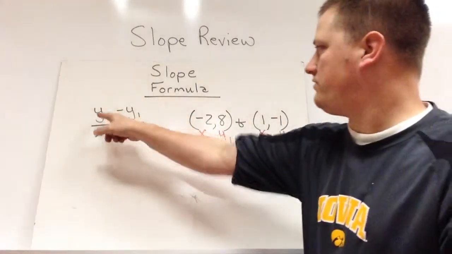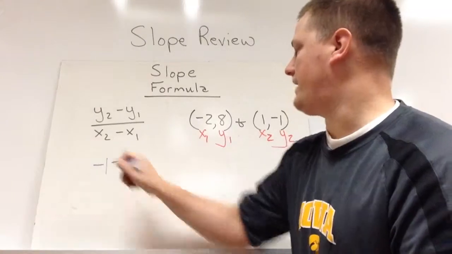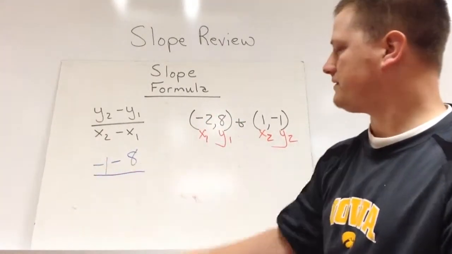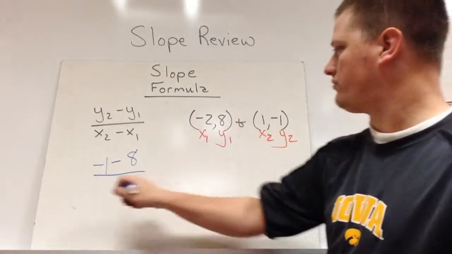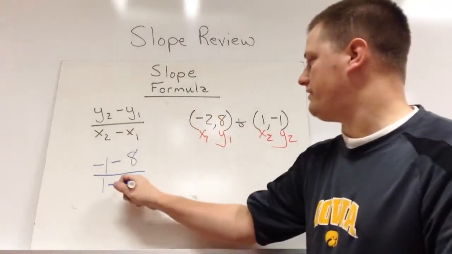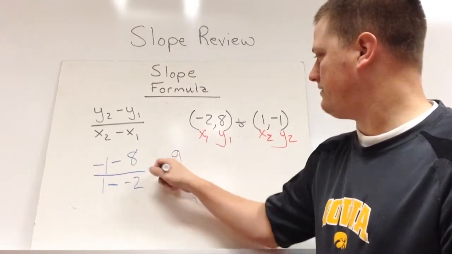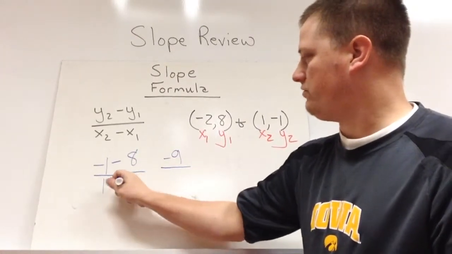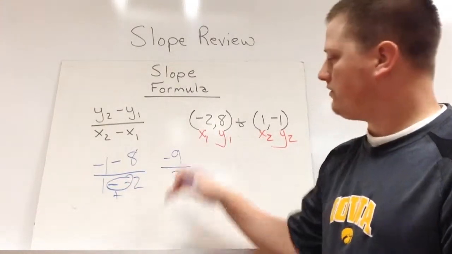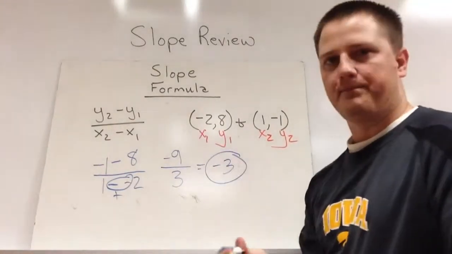So negative 1 is y2. It's going to go in first. We're always subtracting. Then we've got y1, which is 8. Then we've got x2, which is positive 1. Again, always subtracting. And then we've got x1, which is negative 2. So negative 1 minus 8 is negative 9. 1 minus negative 2, that's really adding here. So this is really 1 plus 2, which is 3. So we have negative 9 over 3, which gives us a slope of negative 3.